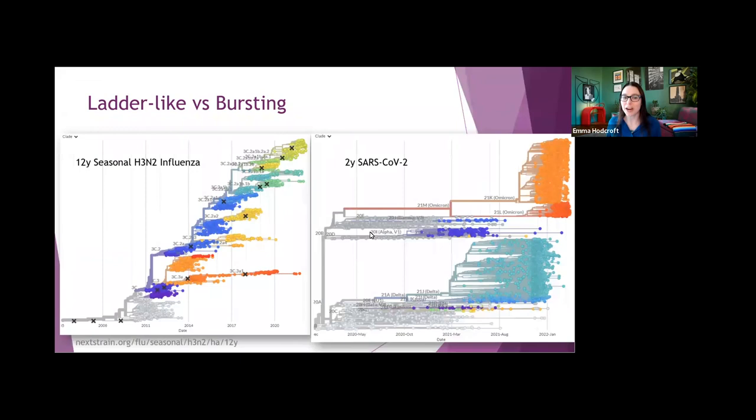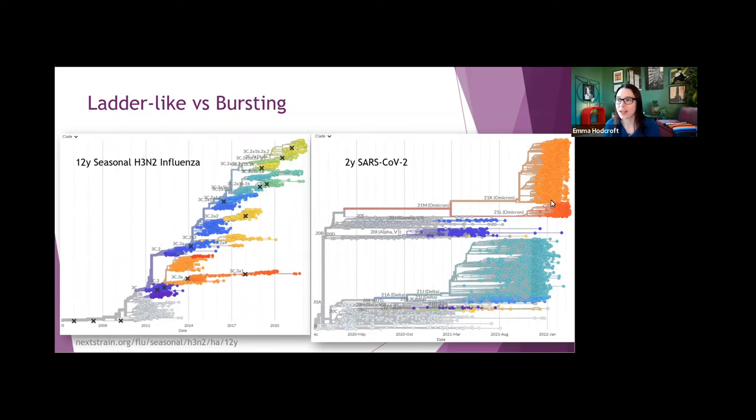But if you compare this tree to what we see with SARS-CoV-2, now, of course, the timescale is different, but the pattern is also completely different. This is more what we would call bursting, where we don't have a clear sense of what the next variant will come from. And there's not really a clear indication that the main driver of evolution, at least in all kind of quadrants, is just small antigenic changes to allow reinfection.